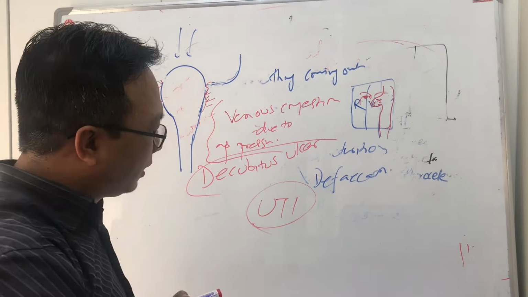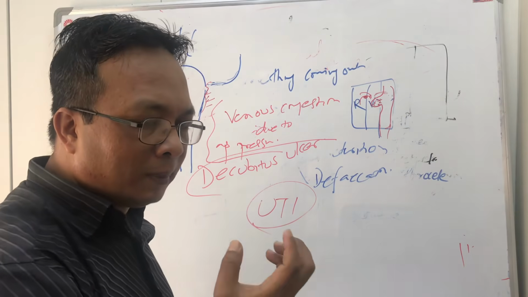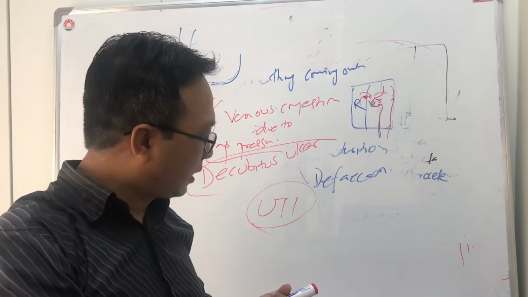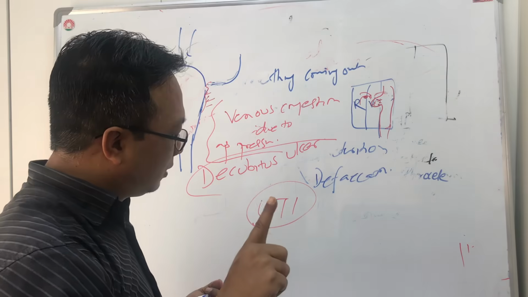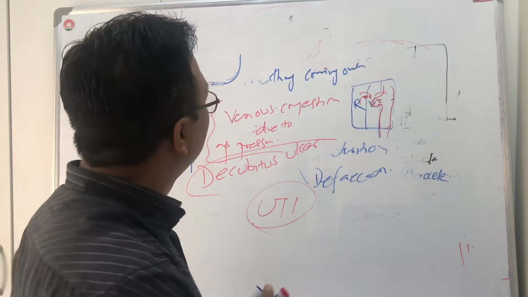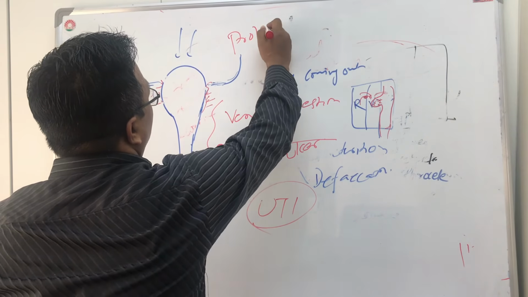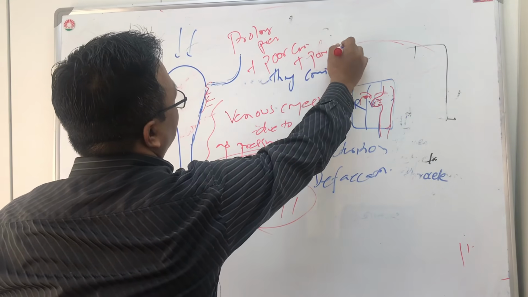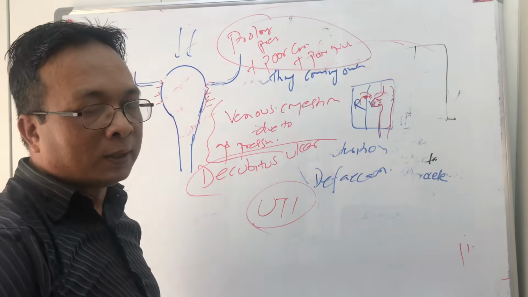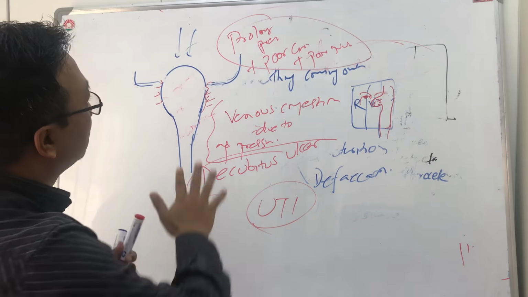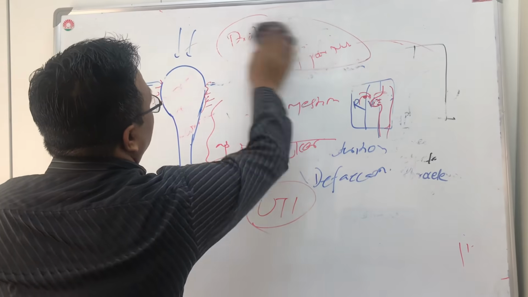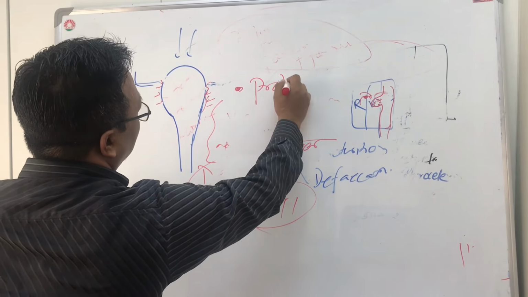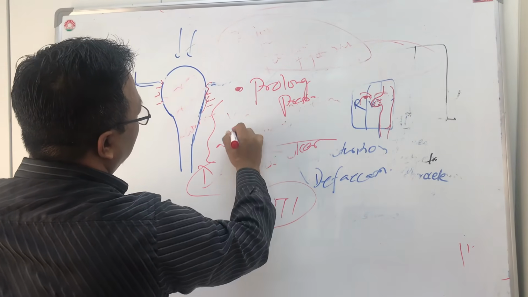So you have to remember the main criteria for decubitus ulcer: poor circulation, poor nutrition, and prolonged pressure. Whenever there is prolonged pressure plus poor circulation plus poor nutrition, this 3P will lead to decubitus ulcer. So what are the criteria for having decubitus ulcer? It will be prolonged pressure, and there will be poor circulation.